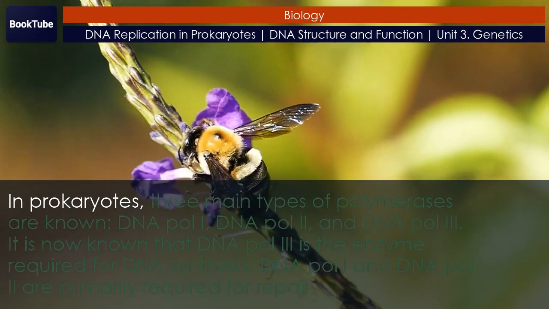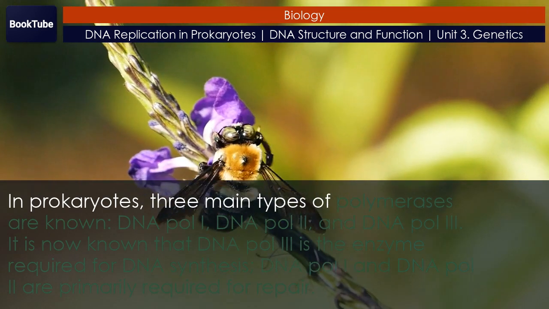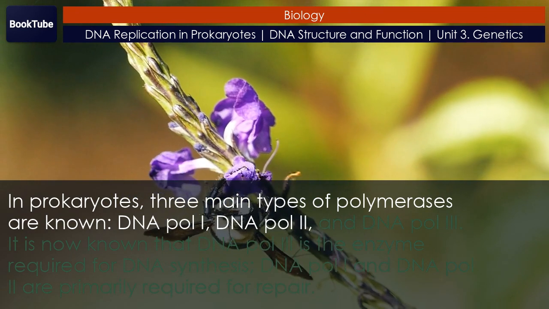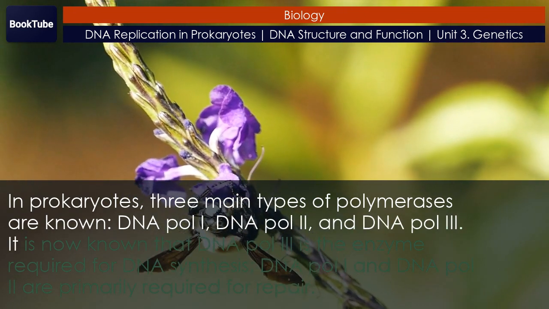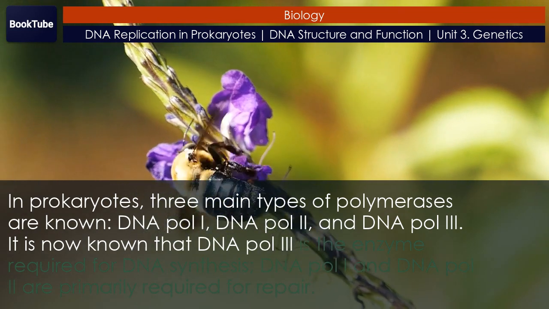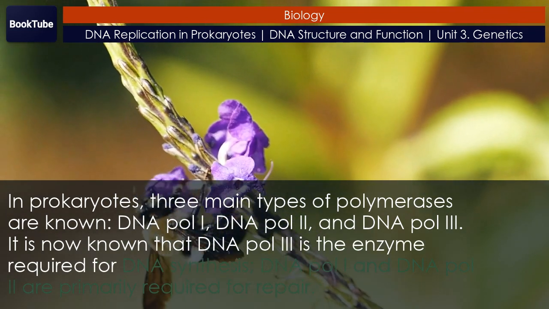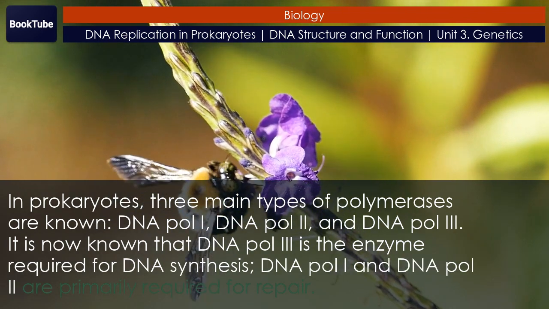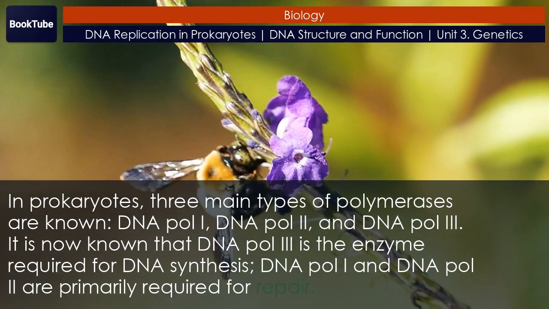In prokaryotes, 3 main types of polymerases are known: DNA pol I, DNA pol II, and DNA pol III. It is now known that DNA pol III is the enzyme required for DNA synthesis. DNA pol I and DNA pol II are primarily required for repair.